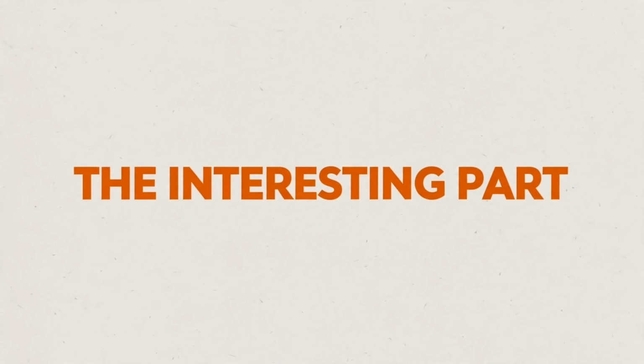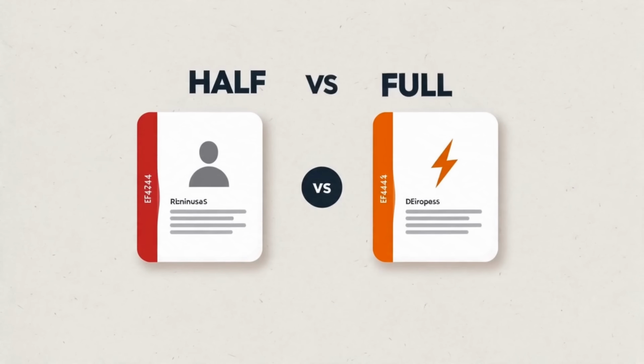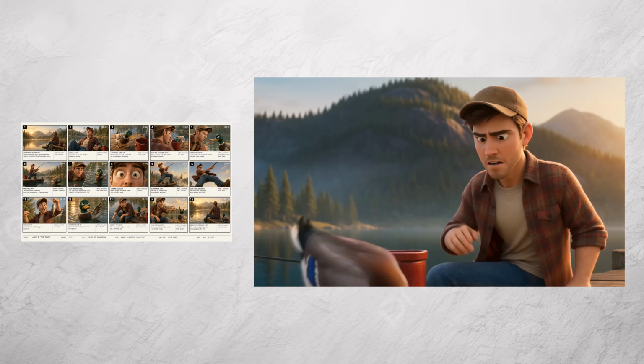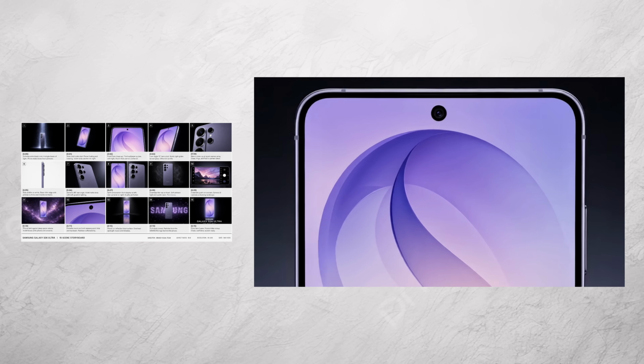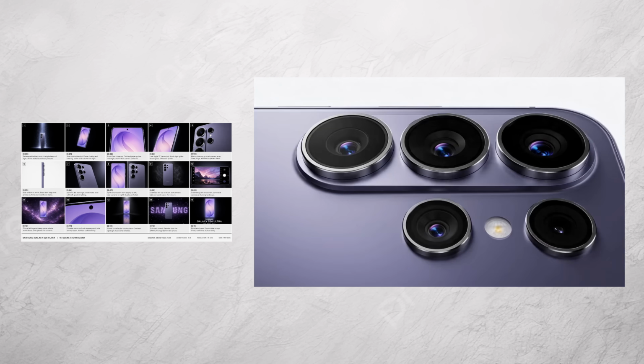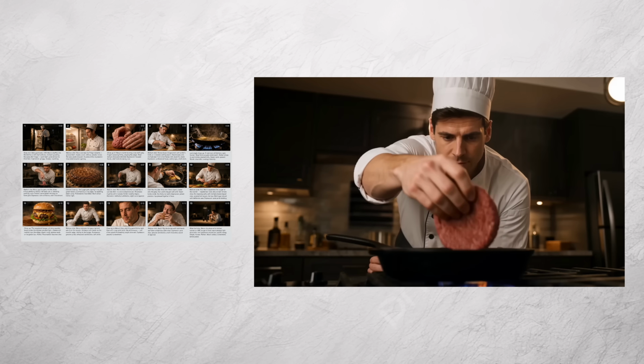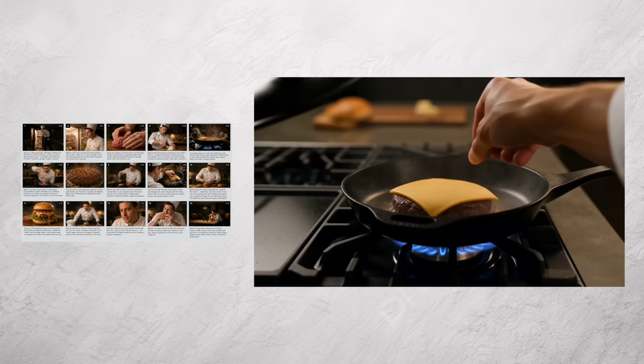The interesting part is that most creators are only using half of what this workflow can do. They're making storyboard images, but they're skipping one small step that can make the final animation much more consistent and professional. The best part is that this same method works for animated shorts, product commercials, stylized films, and even cinematic multi-shot sequences. So in this video, I'll show you the complete workflow from start to finish.